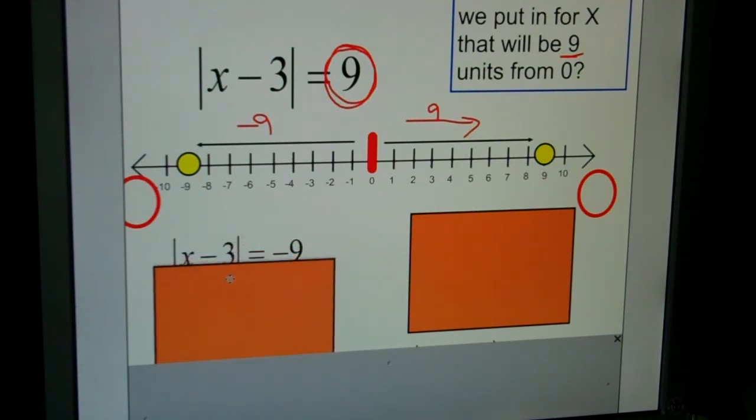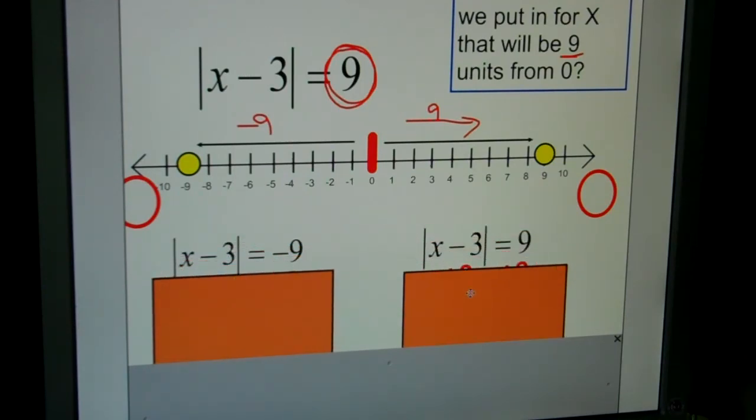Thank you. Here are our two equations. I can have 9 to the left, which is negative, or I can have 9 to the positive. So with absolute value, I'm looking at distance, the distance from 0, and I can go to the left or I can go to the right. So I end up with two equations.